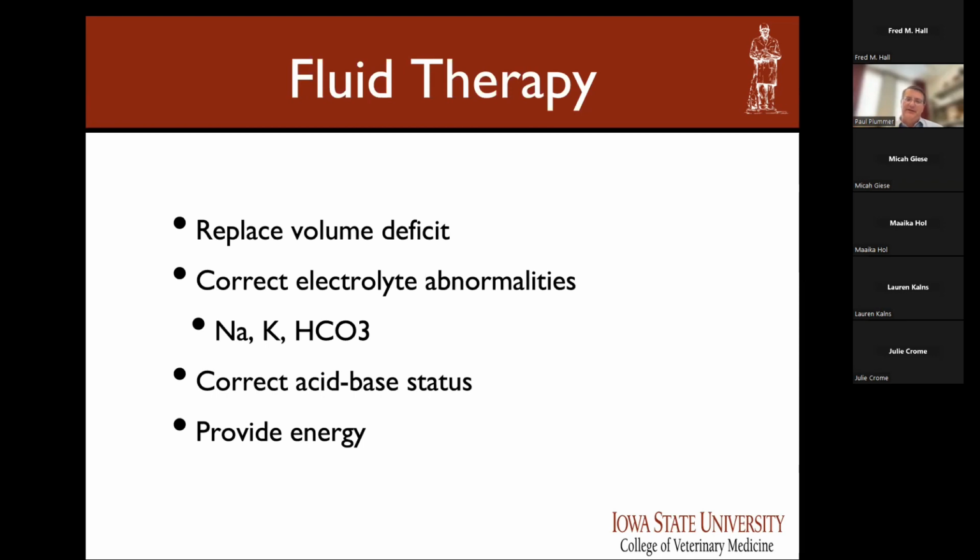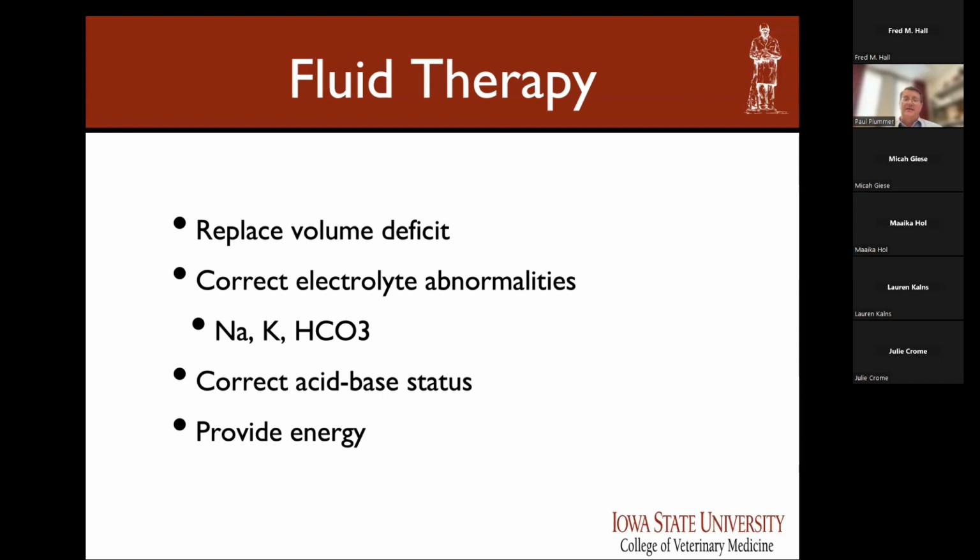We need to replace the volume deficit. If they're dehydrated, we need to correct the dehydration. For the vets in the audience, this is just like any sort of volume replacement. Calculate the percent dehydration times the body weight. That's going to allow us to calculate our volume that we need to replace in those animals. And then we can decide, are we going to do that with oral electrolyte therapy, or are we going to do that with IV therapy?